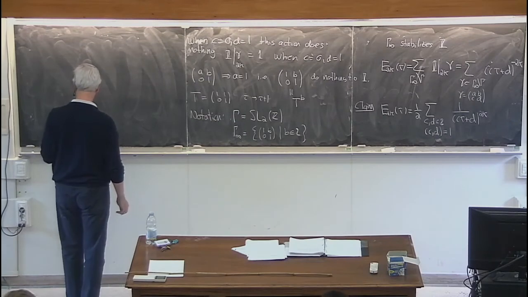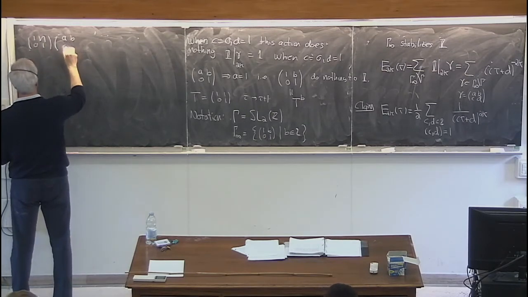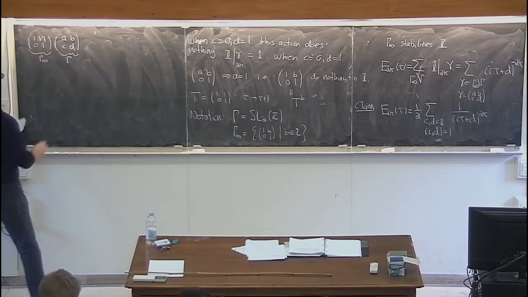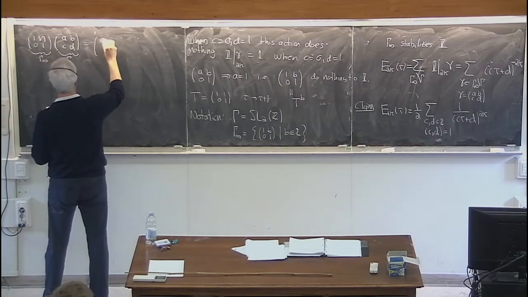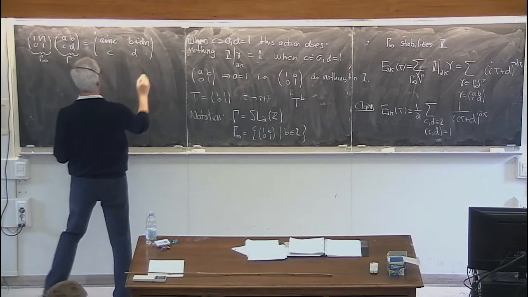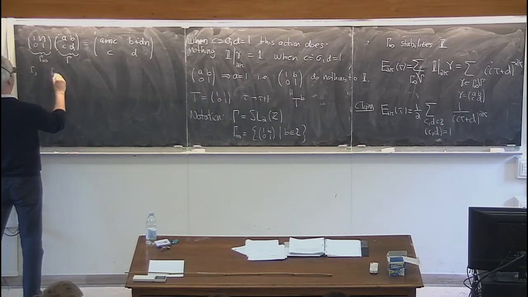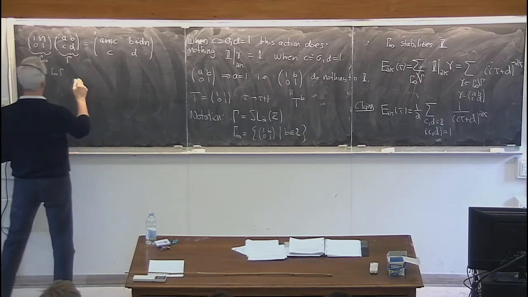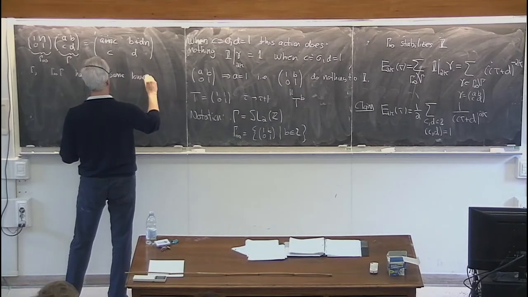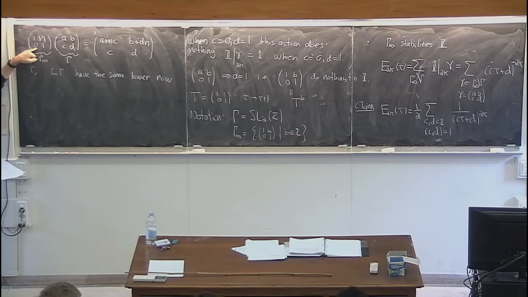Basically, what that involves is the following. First of all, let me consider the action of an element of gamma infinity on an element of SL2Z. This gives me A plus NC, B plus DN, and C, D. So that means that an element in gamma, and an element where I've acted with an element of gamma infinity on an element of gamma, have the same lower row. That is, C and D are the same after I multiply on the left by an element of gamma infinity.